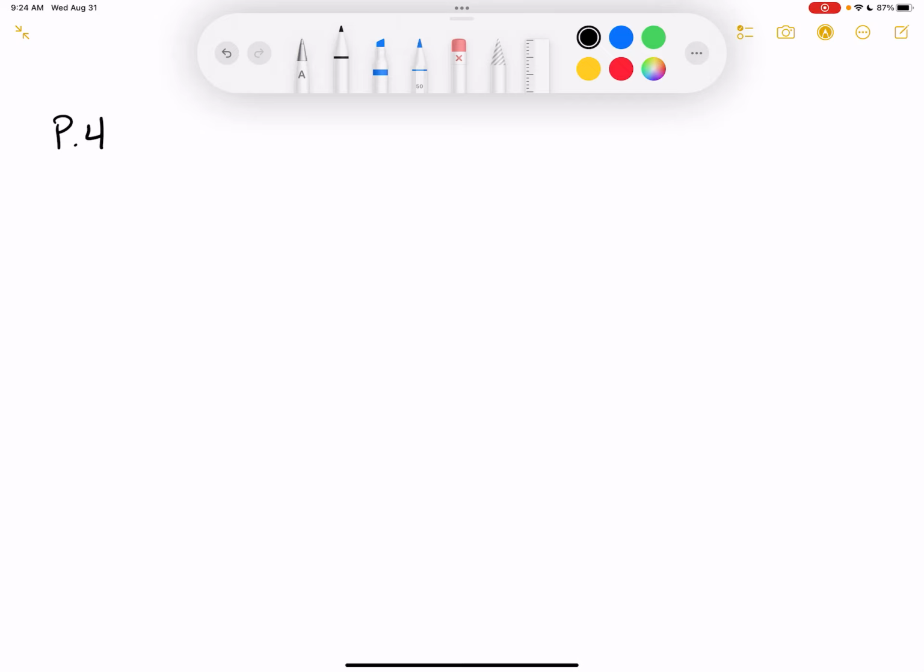Alright, P4. Lines in the plane. What was I writing? Oh, examples. I don't know what I was writing. Alright, so you should have gotten all the different forms.